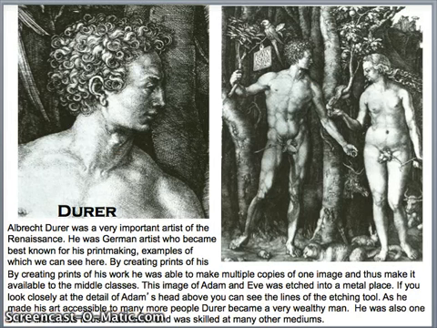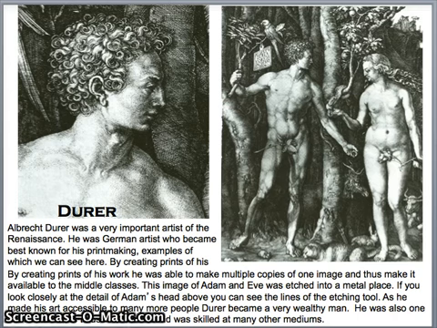This guy, Dürer, yes, you need to know Dürer, Albrecht Dürer, because he was a very important artist of the Renaissance. He was German, and he became best known for his printmaking. Two of these examples that we see here. By creating prints of his artwork, he was able to make multiple copies of one image and thus make it available to the middle classes. Now, before this time, art was only for the privileged, because the only way to acquire art was to buy an original painting or sculpture.